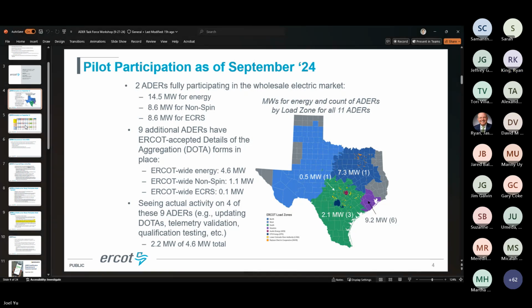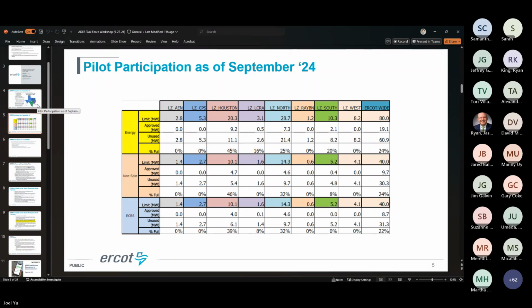Next slide. This slide is basically a snapshot. It's an overview of the latest pilot participation stats. I don't think I necessarily need to go through it at this point. It's just an overview of where we are with respect to the approved megawatts and how things sit with respect to the limits that were derived as a function of this pilot. I'll note also that this updated limits of participation tracking document is also available on the ADER ERCOT webpage.